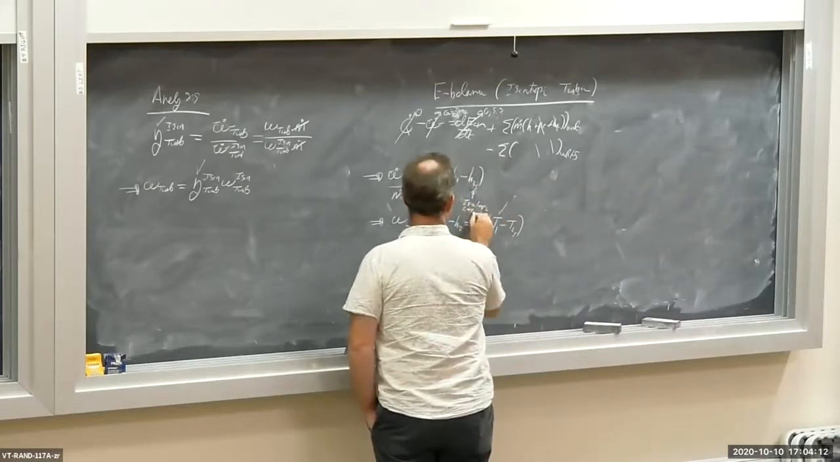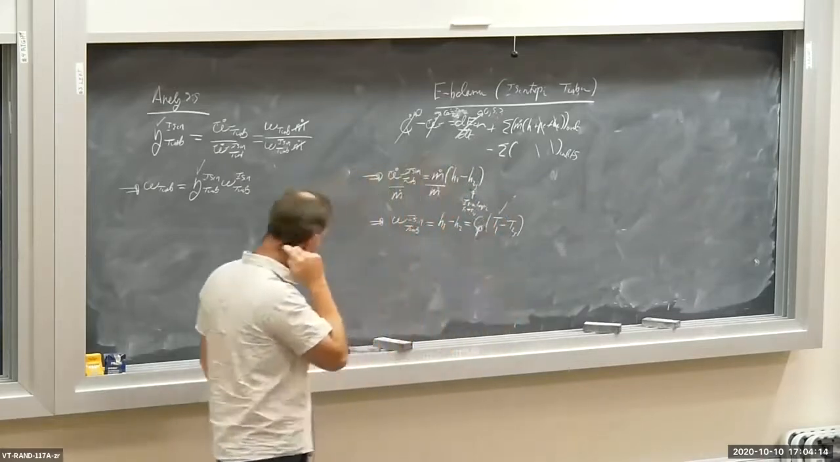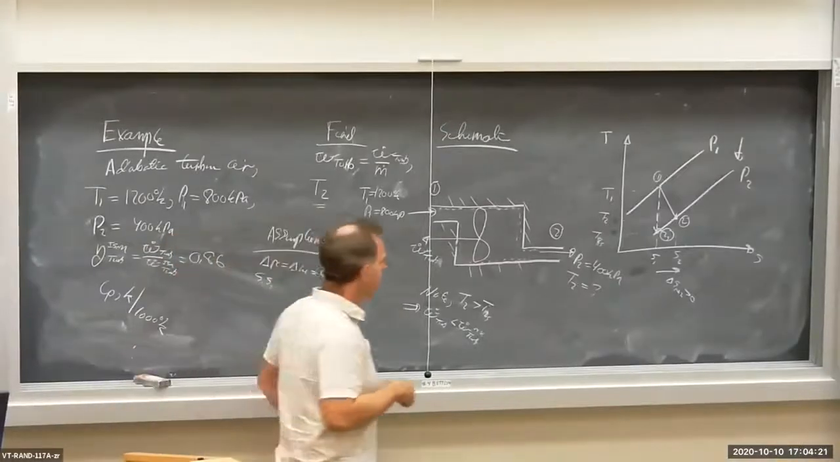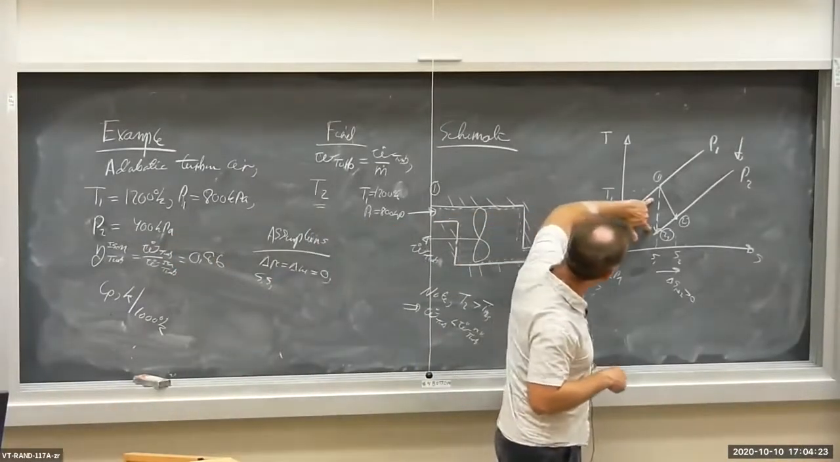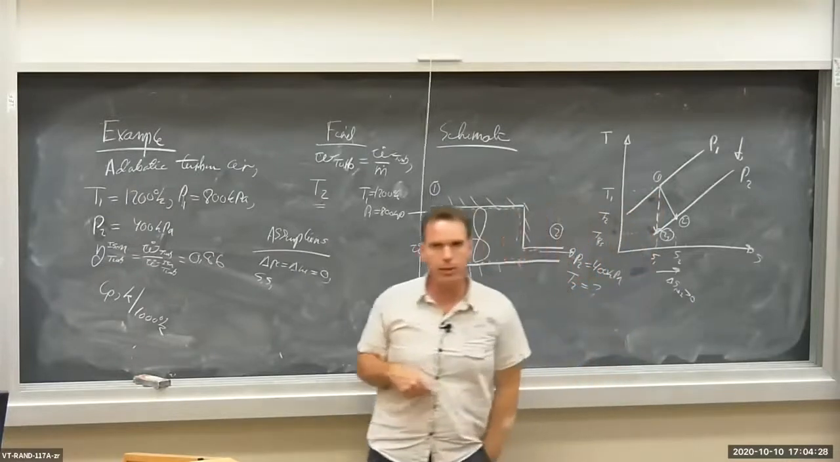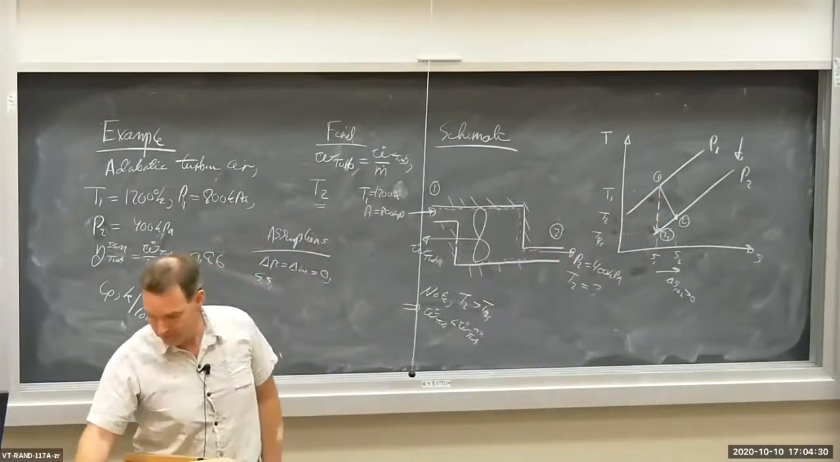S1 equals S2 sub S. Okay, getting a little bit compressed there. That's what that's for. Again, look at your TS diagram. For the isentropic device, we're going from state 1 to state 2 sub S vertically down, and S1 is equal to S2 sub S.